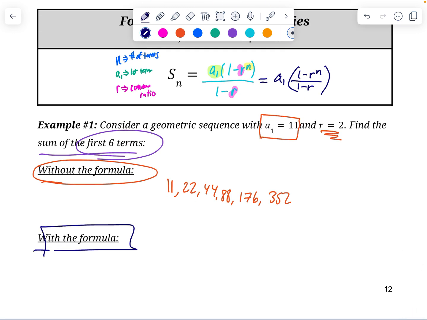So with the formula, I could figure out this sum real quick. All right, you want to know the sum of the first 6 terms? Well, first term's 11. Common ratio, 2. I want to add up the first 6 terms. Toss it in your calculator. Get the answer.